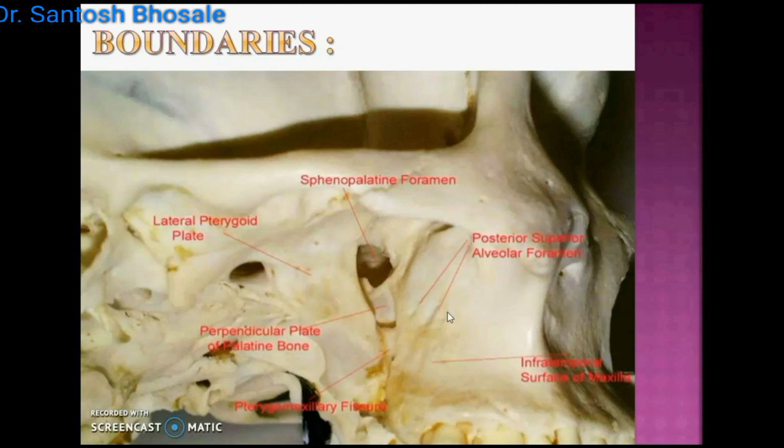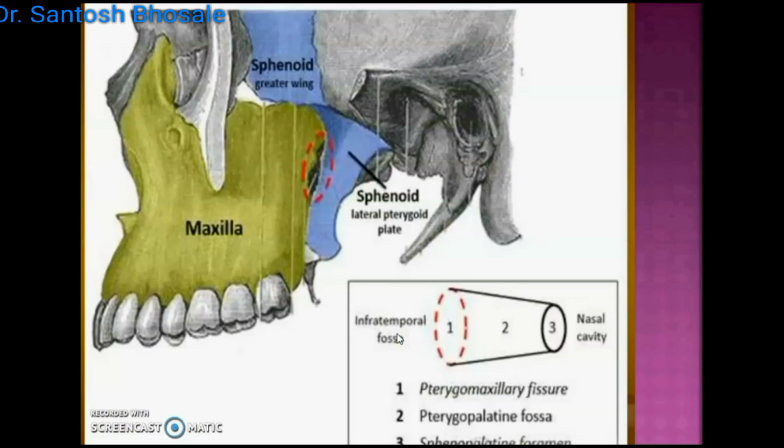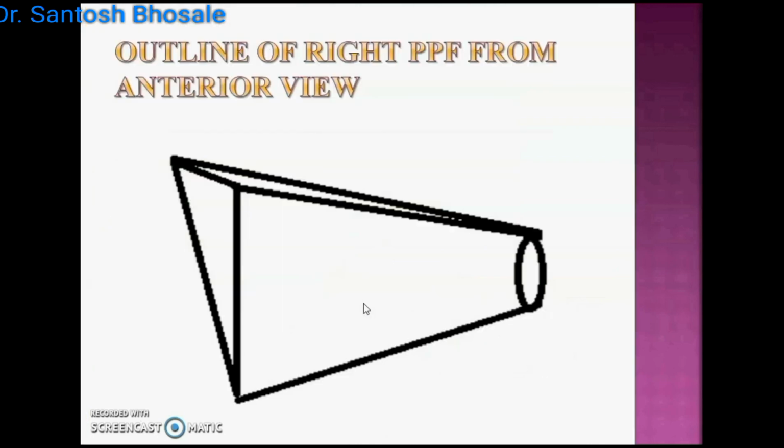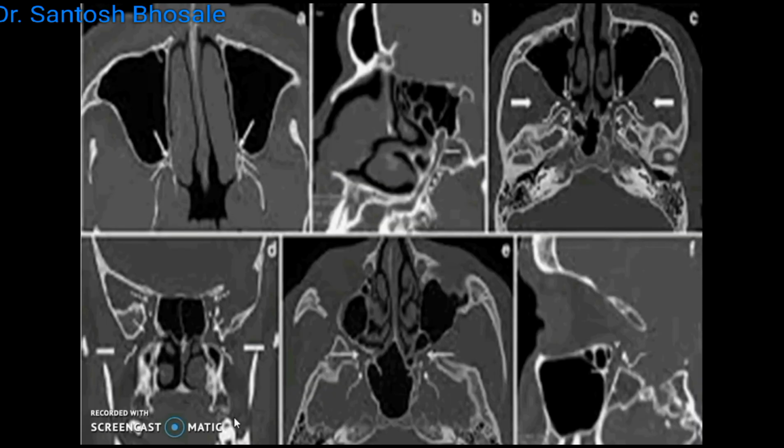You can see the sphenopalatine foramen in the medial wall, formed by the perpendicular plate of the palatine bone, which forms the lateral wall of the nose. So the palatine bone separates the nasal cavity from this pterygopalatine fossa, and you can see the V-shaped pterygomaxillary fissure there. It is a tiny space between the infratemporal fossa and the nasal cavity. That is the medial wall, this is the lateral wall, and the anterior and posterior walls converge here in a V-shaped manner.